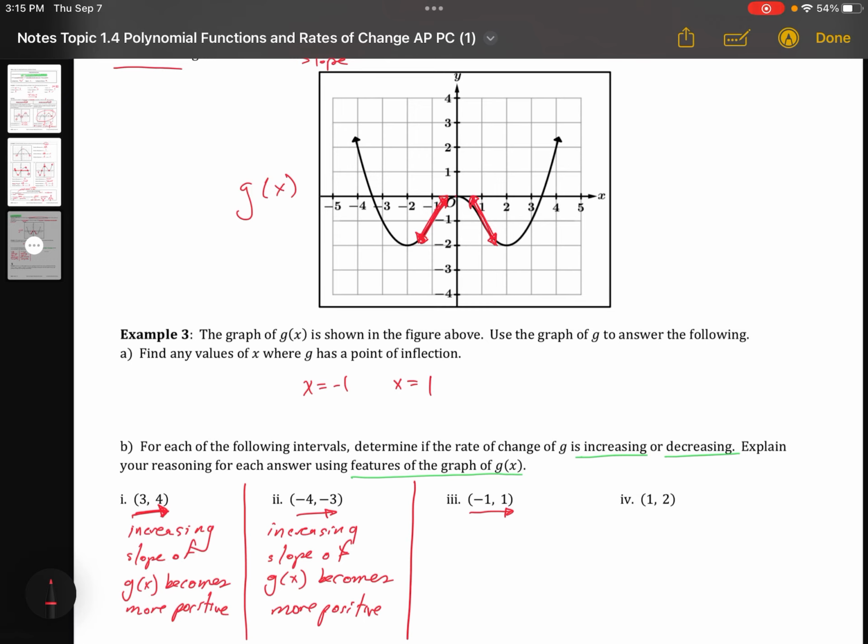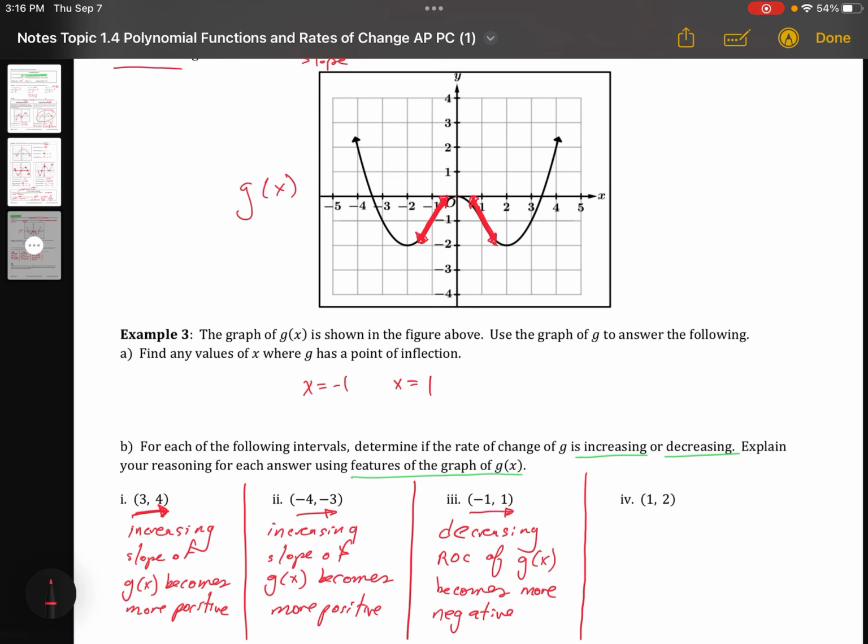That's all that we need to worry about right now. Yes, there's a local min, max right here, and the graph curves and all that, but all we want to do is compare the slope at the beginning of the interval to the slope at the end of the interval. So if we go from a positive slope to a negative slope, we have to get less positive, or decrease, right? Positive to negative, we're going left on the number line, so we're decreasing, because the rate of change, or slope, of g of x becomes more negative. Okay, great.